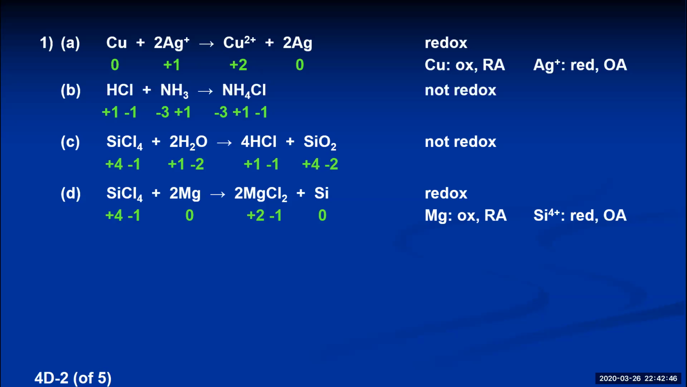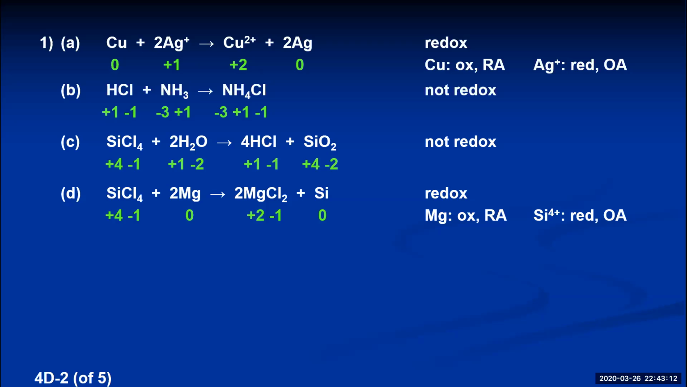The magnesium is the one that's being oxidized, so it is the reducing agent. And then the silicon that is on the reactant side, the +4 silicon, is what's being reduced. And so we would either say the silicon +4 is the oxidizing agent, or when they talk about agents, they'll sometimes say the entire compound. So SiCl4 would be considered the oxidizing agent for reaction D.